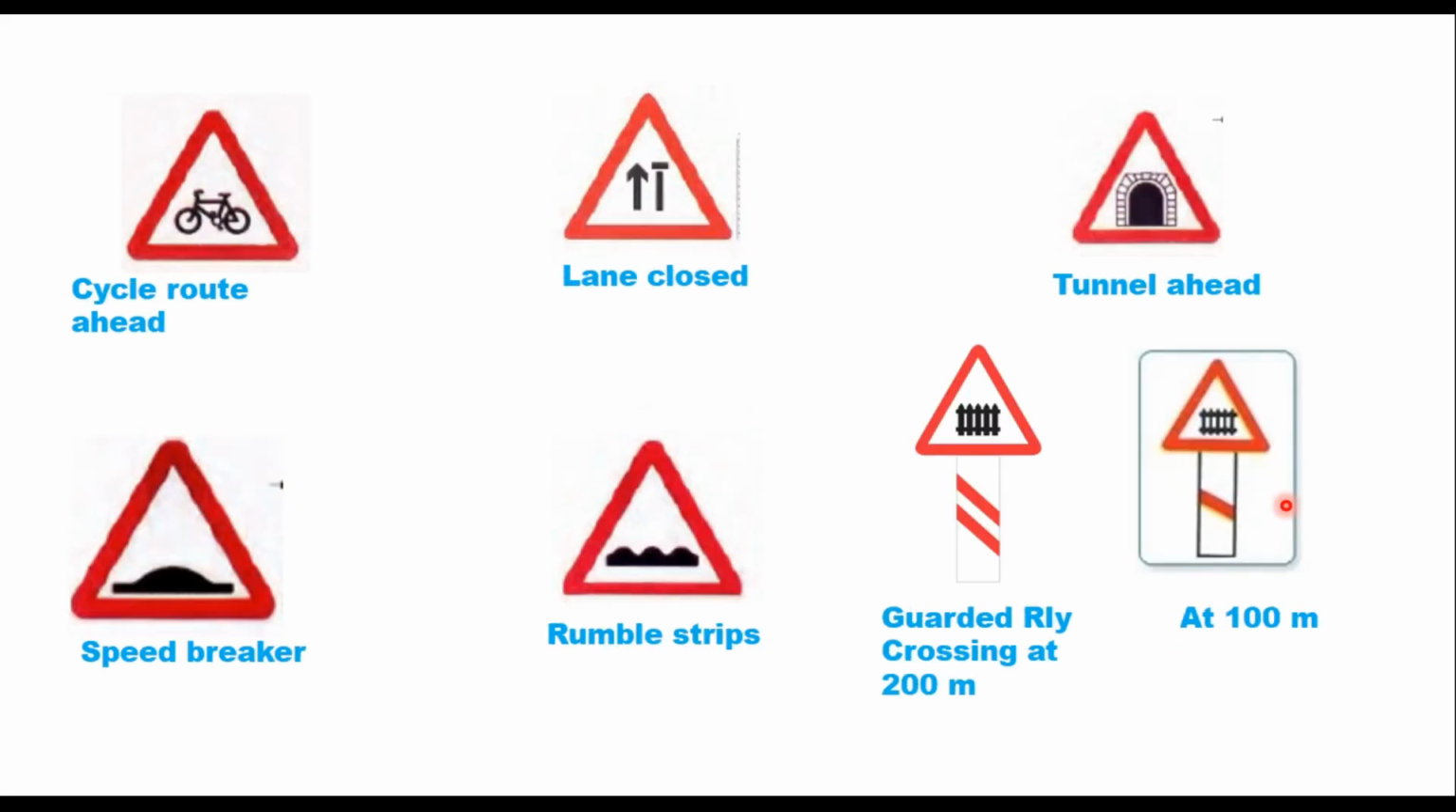There can be many more examples like cycle route ahead, 1 lane is closed, tunnel, speed breaker or rumble strips, or it may be guarded railway crossing. Now for this sign, there is a difference between these two signs, these two bars. When you have one bar, it is placed at 100 meter before the crossing, and 2 bars means basically that the crossing is 200 meter away.